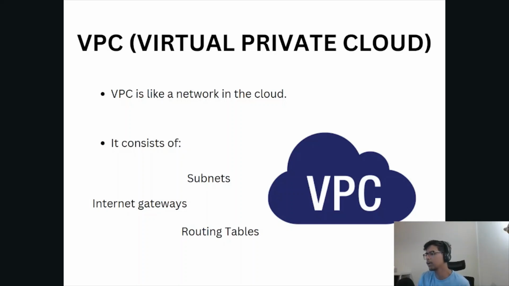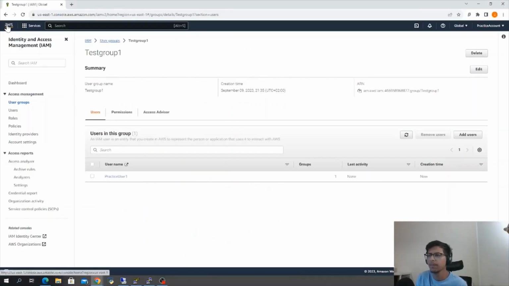And then when we talk about routing tables, in Amazon VPC, a routing table is a fundamental component that controls the routing of network traffic within the VPC. And we will see how we can do this. A routing table consists of a set of rules known as routes that specifically mention how traffic should be directed between different subnets and destinations within the VPC. So now we'll look at how we can do this.